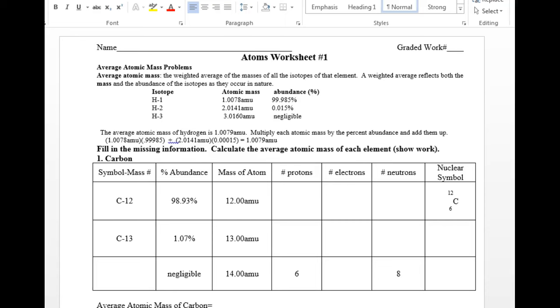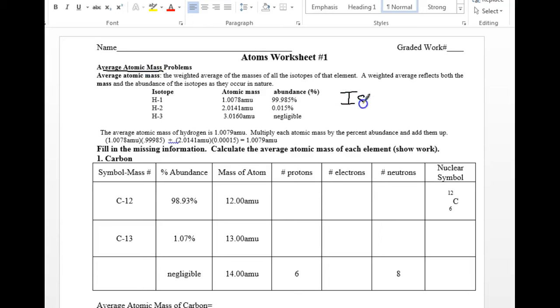Okay, so if we look at this here, this is average atomic mass. We're not going to spend a whole bunch of time on this, but it's good that you know how to do them. It's just some common sense. And if you've watched the matter words notes, then you would understand this term, average atomic mass.